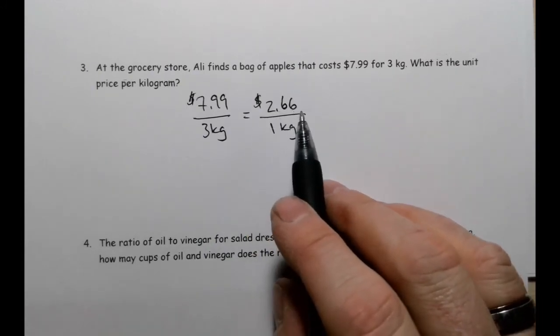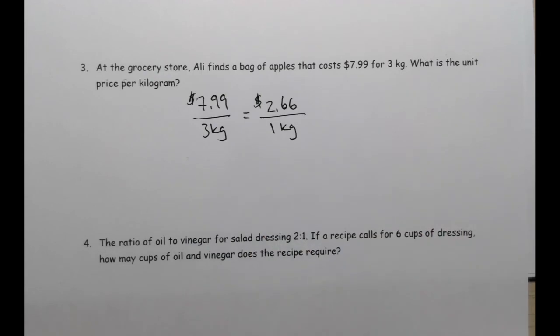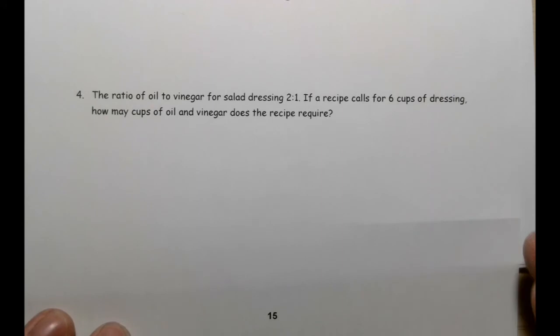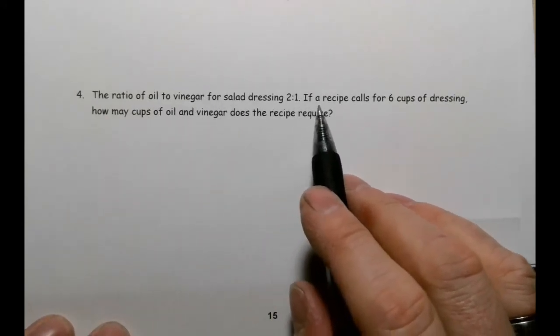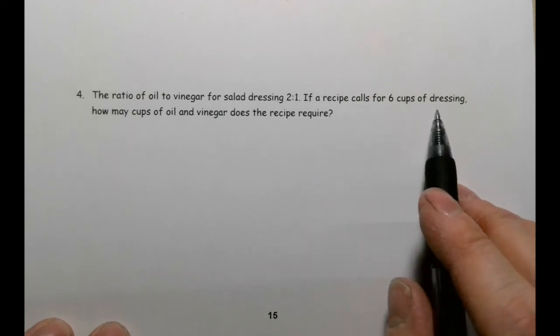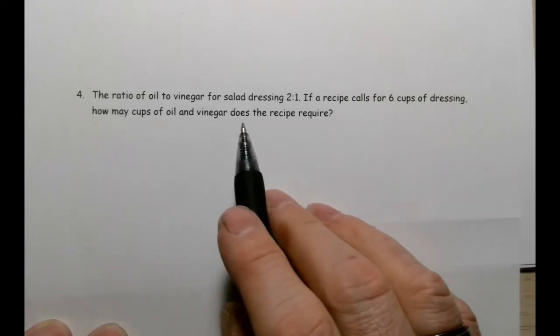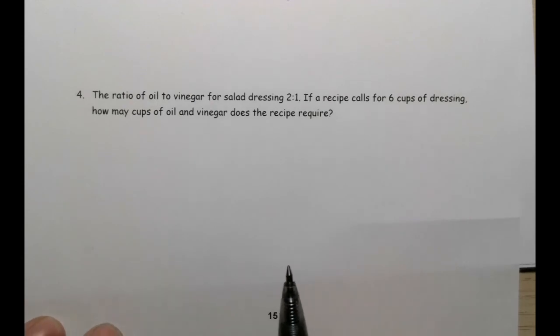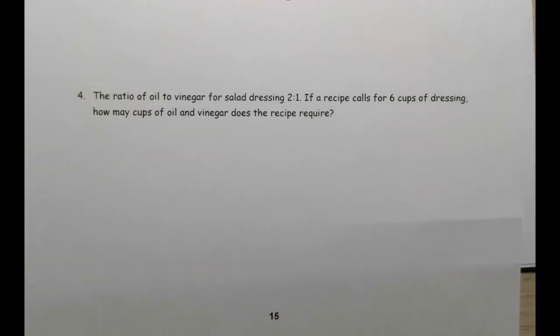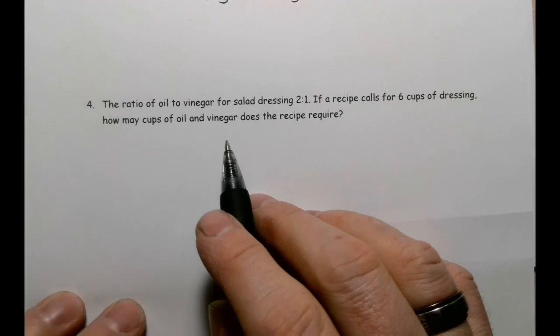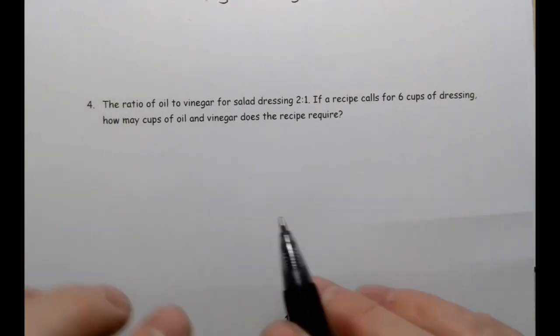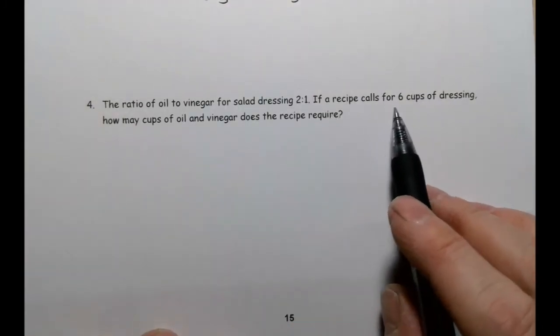And now finally, this one here: the ratio of oil to vinegar for a salad dressing is 2 to 1. If a recipe calls for 6 cups of dressing, how many cups of oil and vinegar does the recipe require? So here we've got a slightly different sort of problem. The ratio of oil to vinegar for a salad dressing is 2 to 1. The recipe calls for 6 cups of dressing. So how many cups of oil and vinegar does that require?